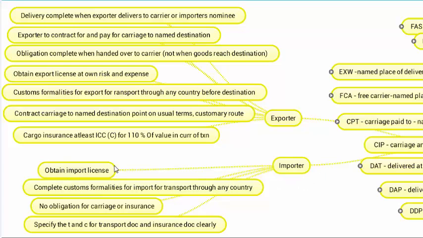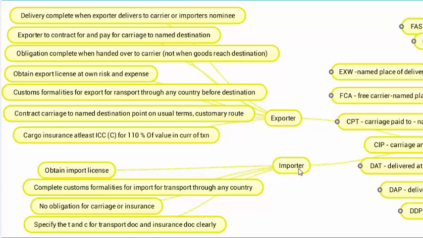The importer has to obtain the import license. He has to complete the customs formalities for import into and transport through any other country through which the goods will pass during the transit up to the point of destination. The importer has no obligation for carriage or insurance because both are taken care of by the exporter, and he has to specify the terms and conditions of the transport document and insurance document clearly.